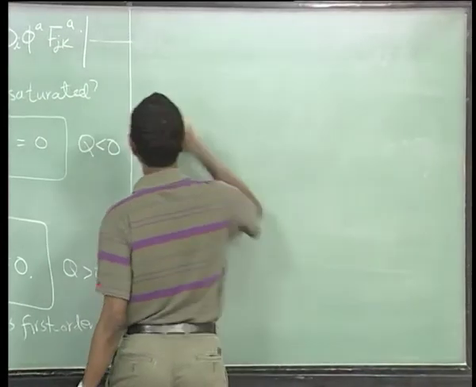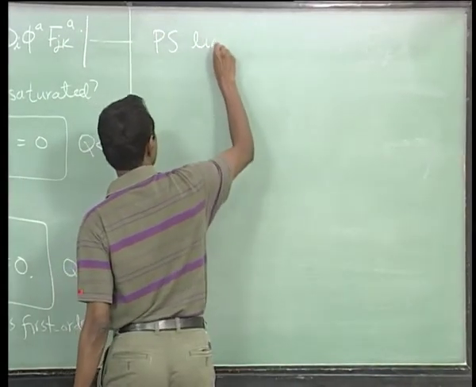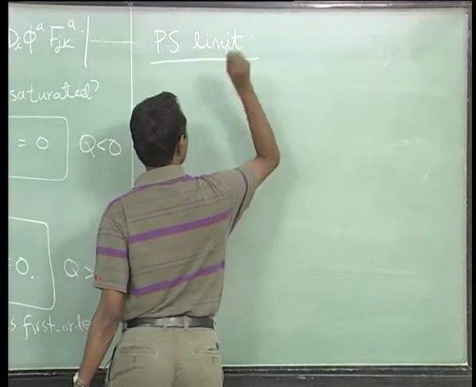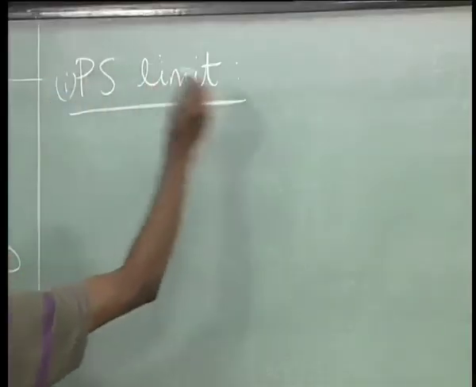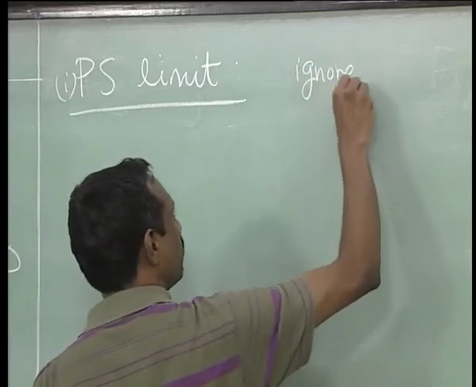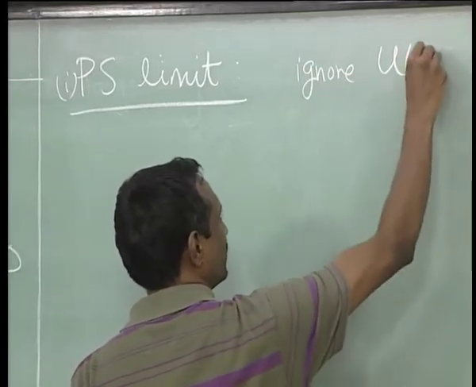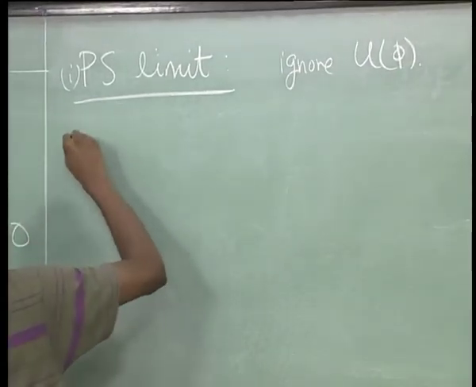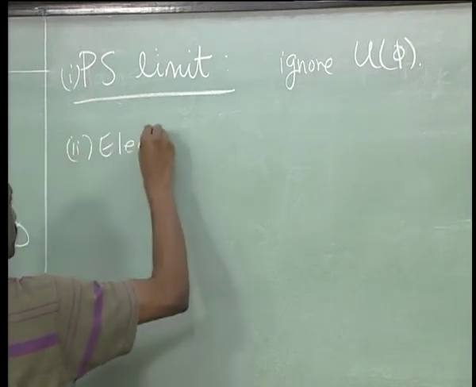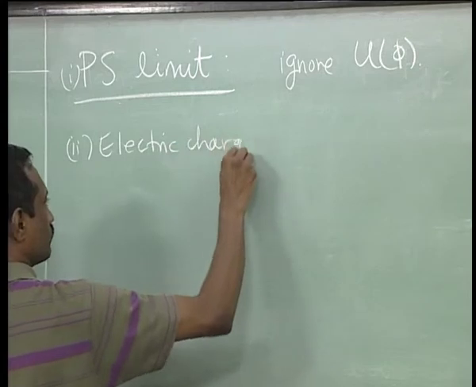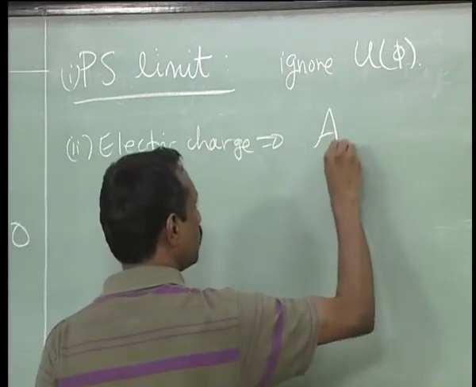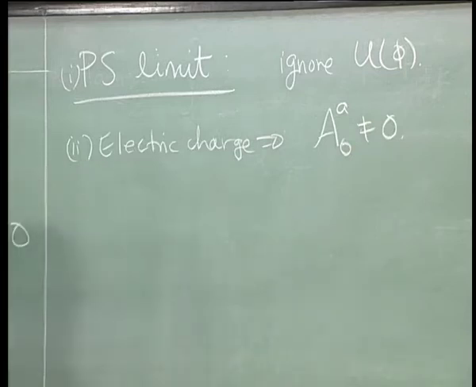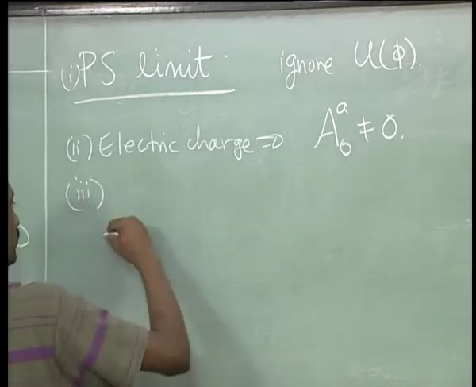So we will work in the BPS limit. Okay, this we will keep. That means at the end of the day, ignore U of phi. But if you want magnetic charge, if you want electric charge, that implies that we cannot say that A0^a is 0. We will still keep everything time independent.